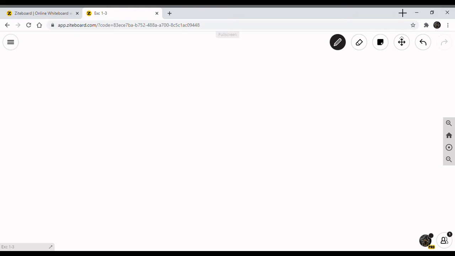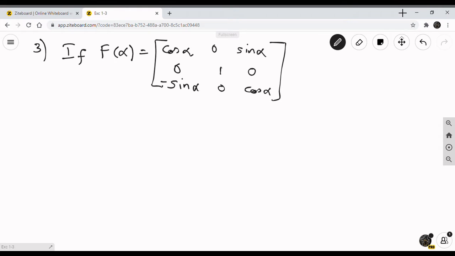Exercise 1.1. In that we are going to see the third sum. Let us see now. If f alpha is equal to this, they have given, and they have asked us to show that f alpha inverse is equal to f of minus alpha.